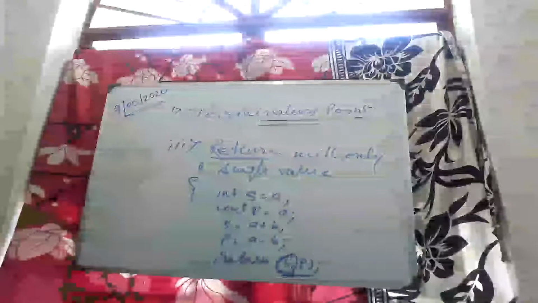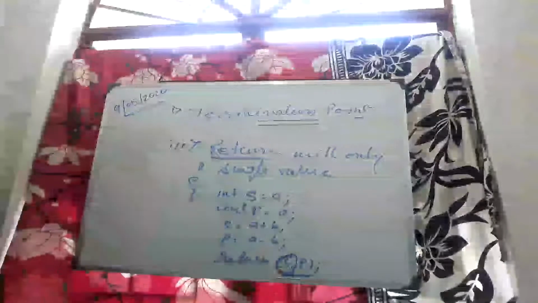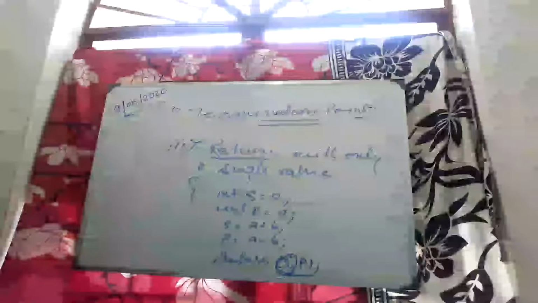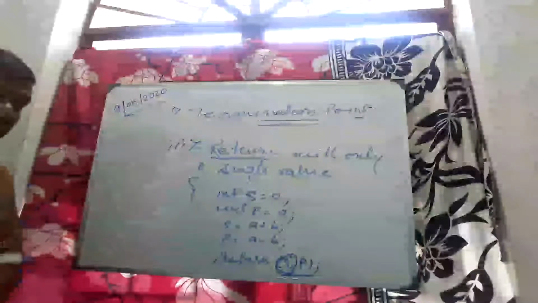It will return the first value, whichever value return encounters first, it will return that value only. It will not return the next value. A method will always return. If the method is returning a value, then in that case, the method will only return a single value. It will not return more than one value to its caller.